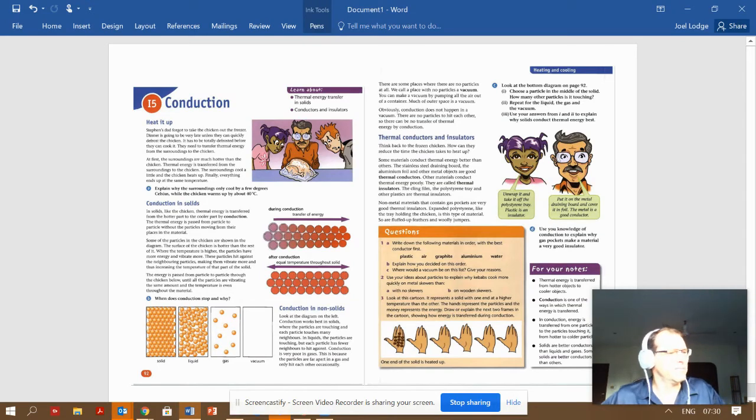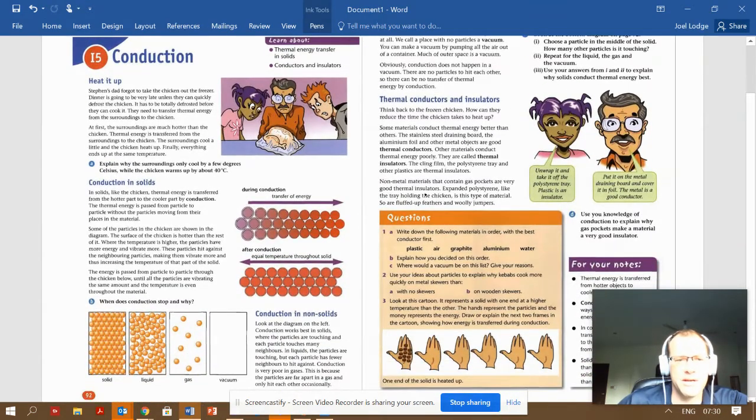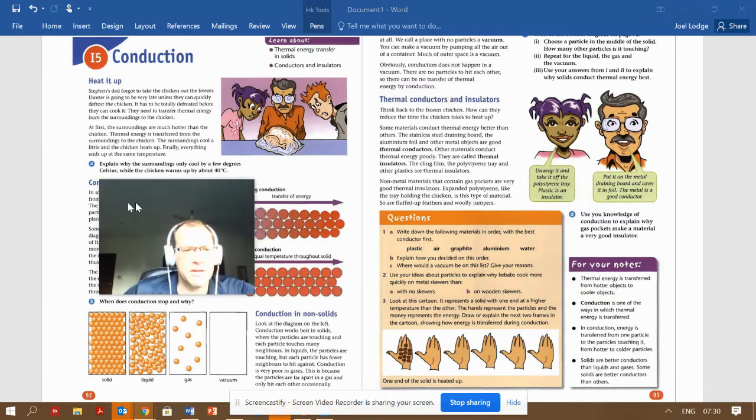Hello. So we're going to do a little introduction. We've done expansion and contraction, and then we're going to look at some of the ways that heat gets transferred through substances. So the first one we're going to look at is this phenomenon called conduction.